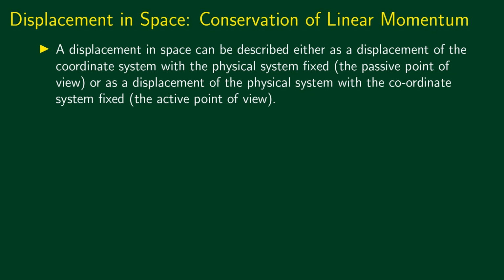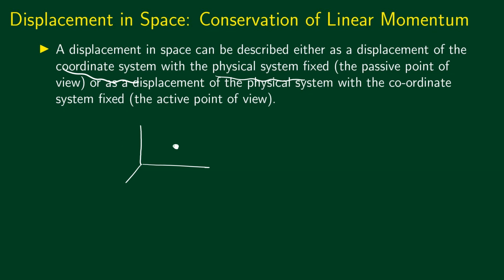Now, there are two ways of describing a displacement in space. One way is to describe the displacement as a displacement of the coordinate system with the physical system fixed. So let's say that we have a physical system and we locate it using a coordinate system. One way to describe a displacement is to think of it as a displacement of the coordinate system. So if you shift the coordinate system to the left, for example, the coordinates of the physical system will change.